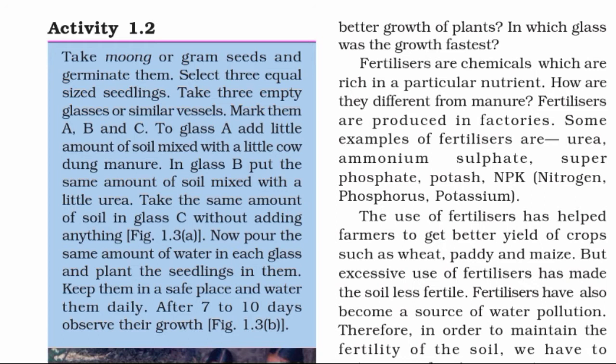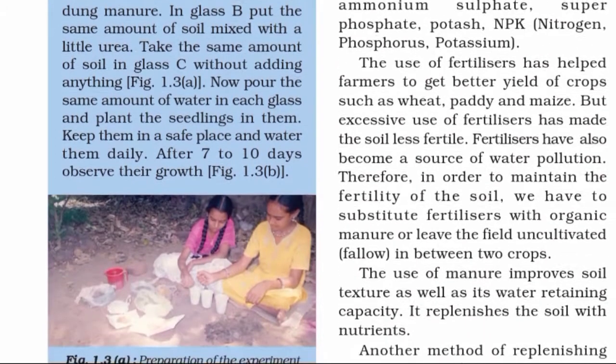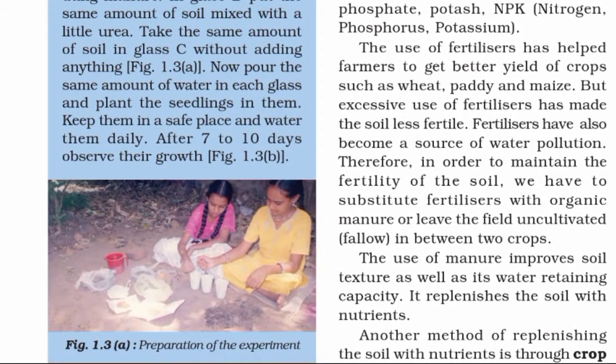Some examples of fertilizers are urea, ammonium sulfate, superphosphate, potash, NPK, nitrogen, phosphorus, potassium. The use of fertilizers has helped farmers to get better yield of crops such as wheat, paddy and maize. But excessive use of fertilizers has made the soil less fertile. Fertilizers have also become a source of water pollution.